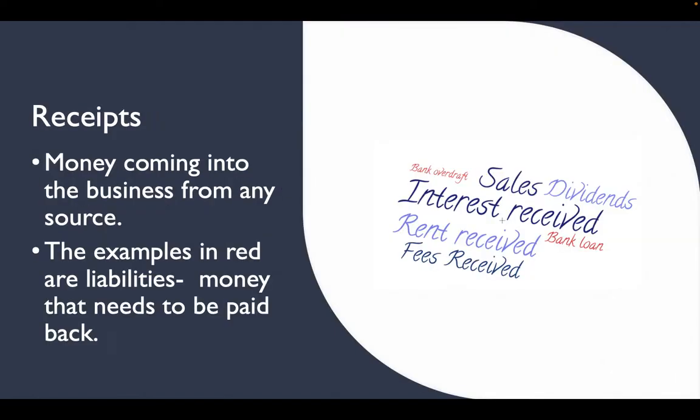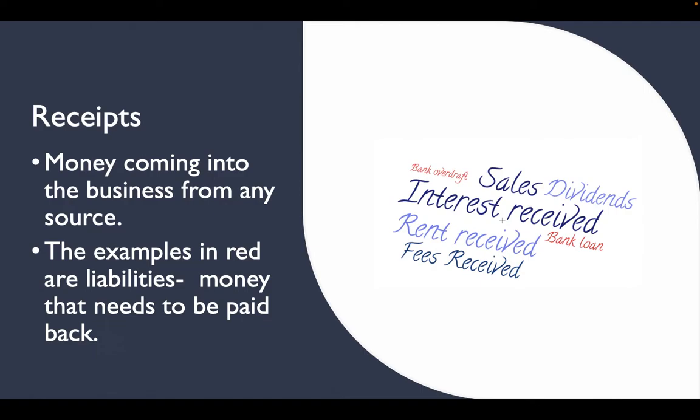Receipts are money coming into the business from any form. So some examples are in the bubble there. If they've got a bank overdraft, the money's coming in to pay them. Sales, dividends, interest received, rent received, bank loans, fees, any of those kinds of things, money coming in. Sale of old assets.